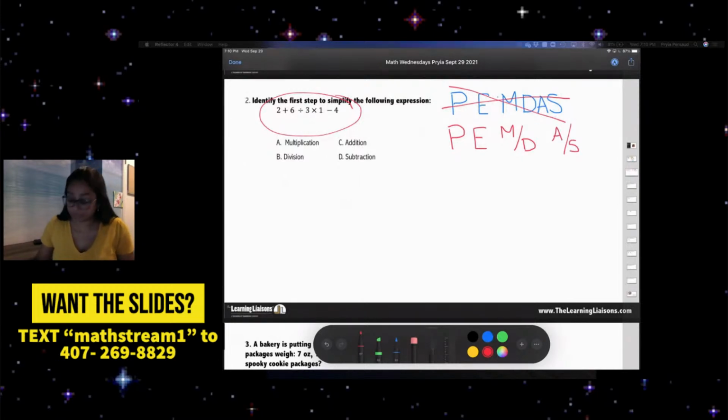Why do I write it that way? We look for parentheses and exponents first. We say, okay, well, we don't have any. Let's keep moving forward. From the left-hand side, we're going to look at the expression and we're going to ask ourselves the question, multiplication or division. Which one do I see first?